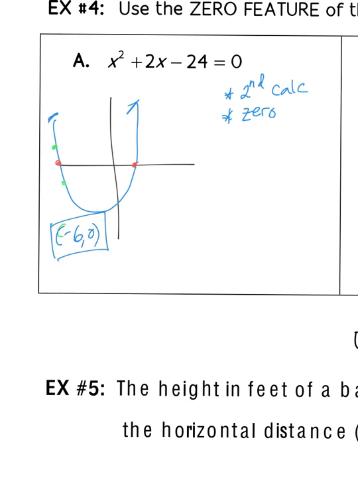Then I want you to try to find this 0 on your own. So it's going to ask for left bound. Well, this time your left bound is down here and your right bound is up here. So try it on your own. So pause the video.